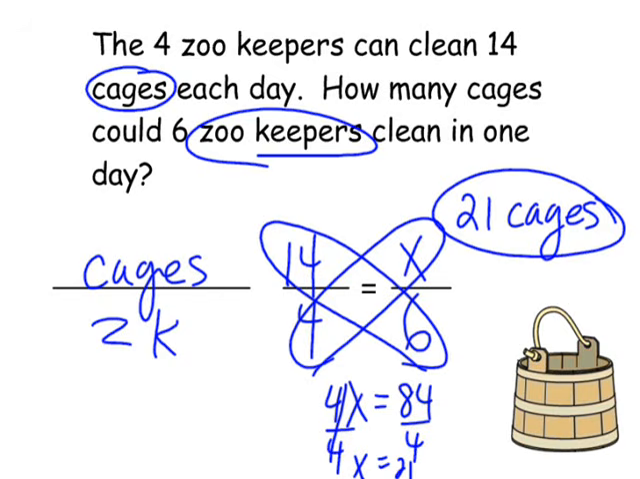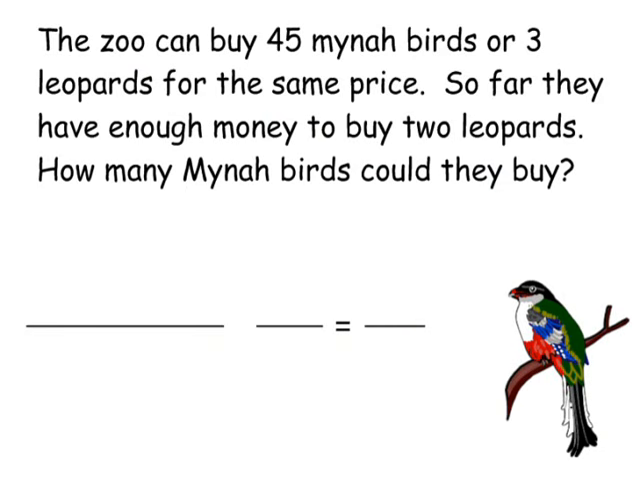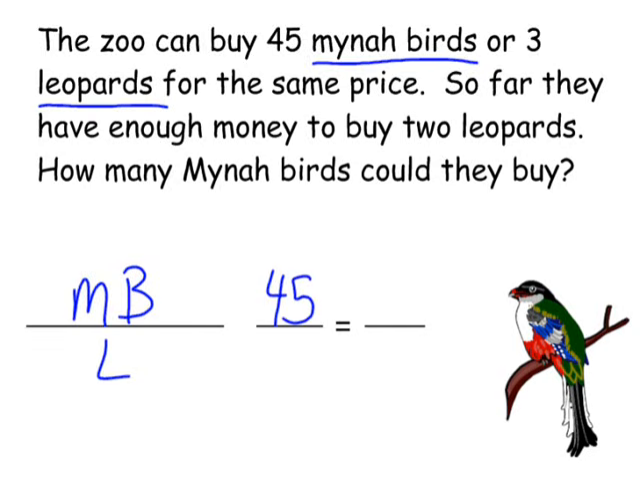All right, let's try another one. The zoo can buy 45 Mynah birds or 3 leopards for the same price. So far they have enough money to buy 2 leopards. How many Mynah birds could they buy? Well, you're comparing 2 things, Mynah birds and leopards. So I'm going to put Mynah birds on the top and leopards on the bottom. So the zoo can buy 45 Mynah birds. Where would that go? It's got to go right here, because all the numbers pertaining to Mynah birds have to go on top. Or they could buy 3 leopards for the same price.